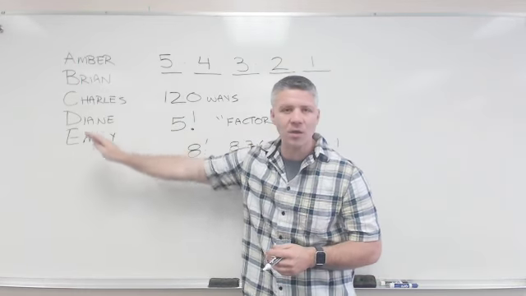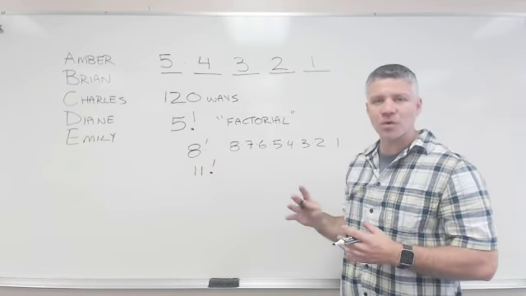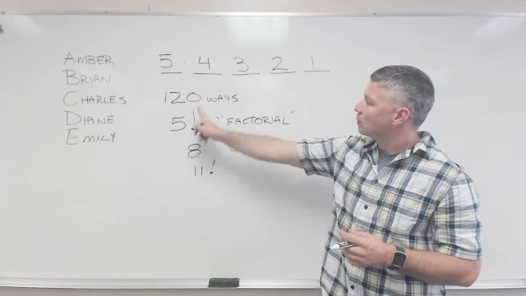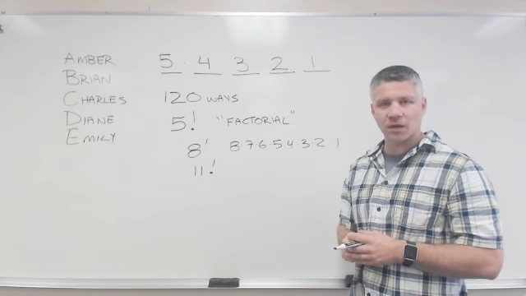Anytime we want to know how many ways a certain number of people can get in a line, we use factorial to find that answer.